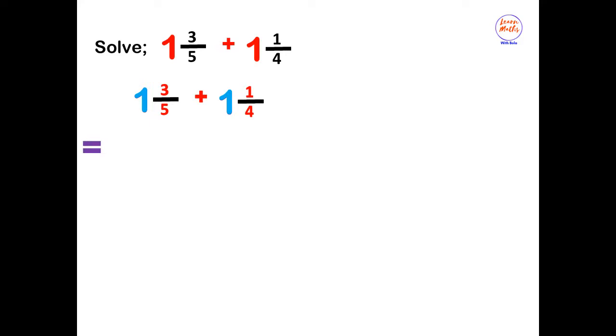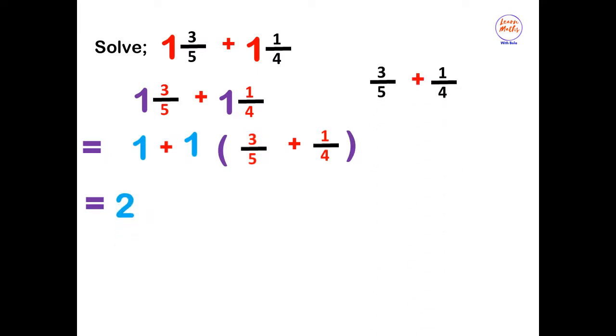So we bring out the whole numbers. Don't forget whole numbers first. We separate them and we separate the fractions: 3 over 5 plus 1 over 4. The next thing is to add the whole numbers together.